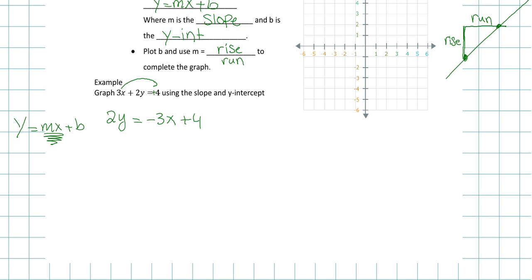What's the opposite of positive 3? It's negative. Whenever you cross a bridge, you cross the equal sign, I call it the bridge. Whenever you cross the equal sign, you're going to change your sign, or change your operation, I should say.